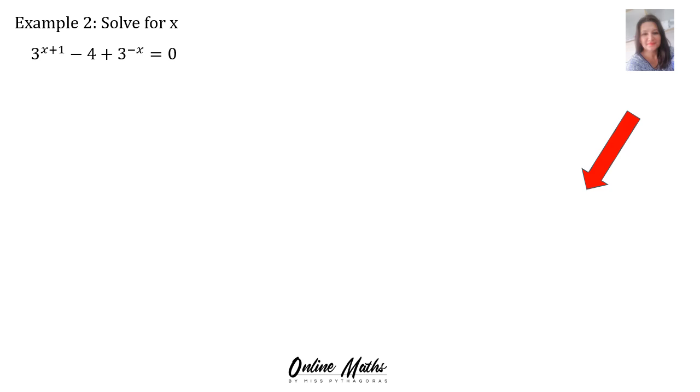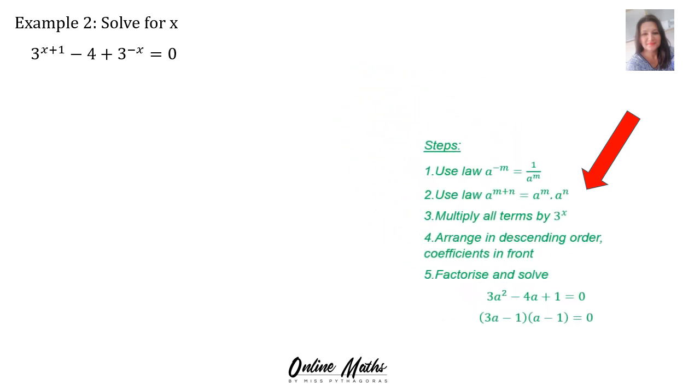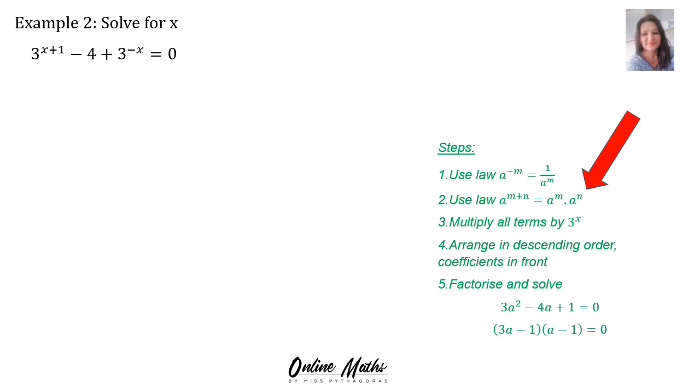Example 2, solve for x. And there's the steps. So step 1, use the law a to the minus m is 1 over a to the m. And that means you're going to take the 3 to the minus x and it becomes 1 over 3 to the positive x. Step 2, use the law a to the m plus n and write it in its original form. That means it's this one, the 3 to the x plus 1. You're going to write it as 3 to the x times 3 to the 1.